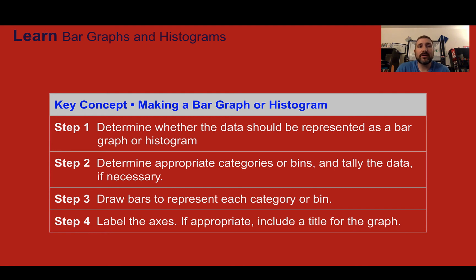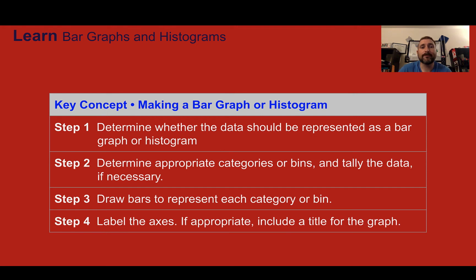So let's learn how to make bar graphs and/or histograms and decide which one we need to use. So first, determine whether the data should be represented as a bar graph or a histogram. So can you only have certain values? That's your bar graph. Or is it going to be more of a continuous graph where if someone new joined, it could fall between? And that would make us use a histogram.